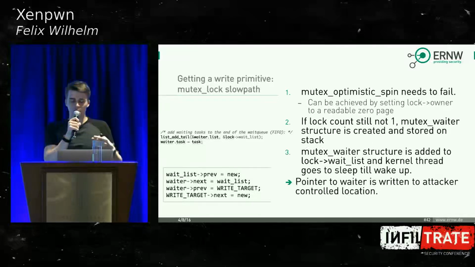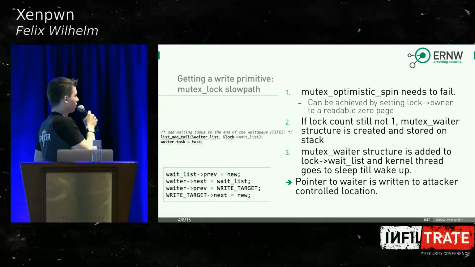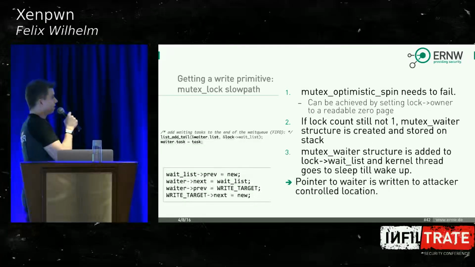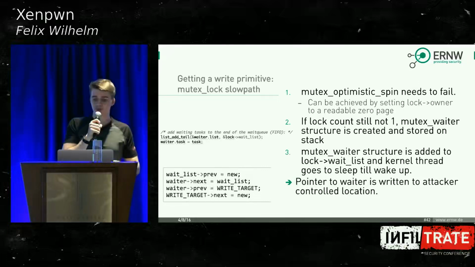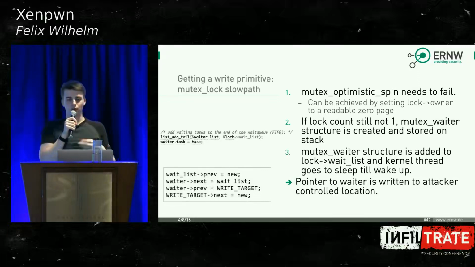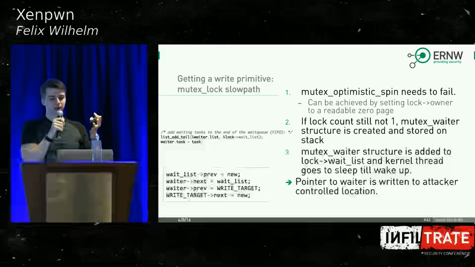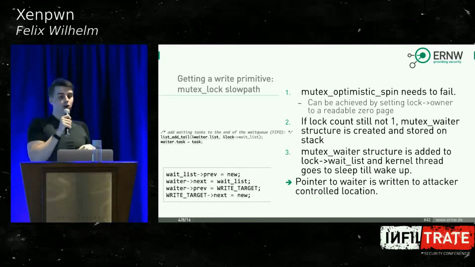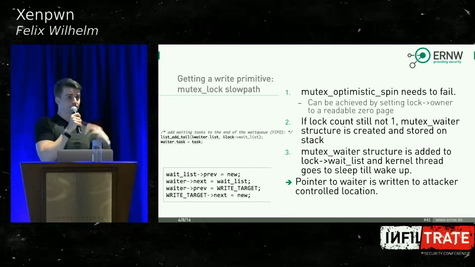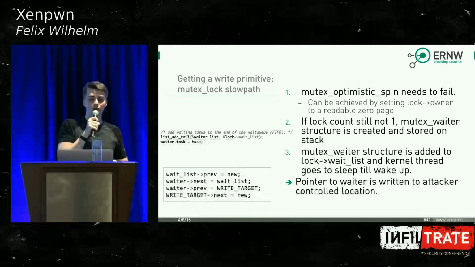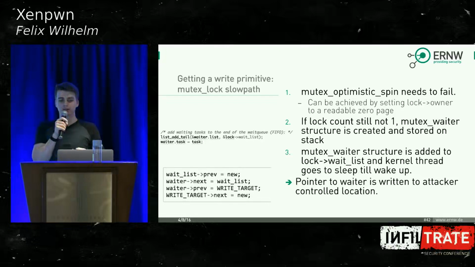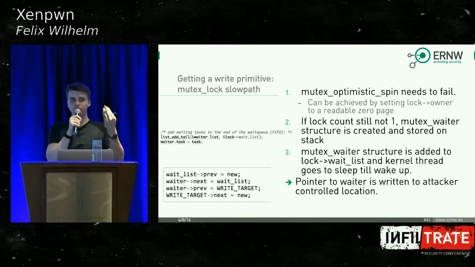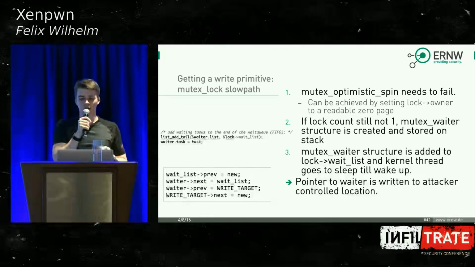So we want to reach this code path that calls list_add_tail, so it works with a linked list. To do this, we have to bypass the mutex optimistic spin function, which is quite easy. If then the lock count is still not 1, so it will repeatedly check for the lock count, they create a mutex waiter structure on the stack, and this is added to the wait list of this mutex lock.